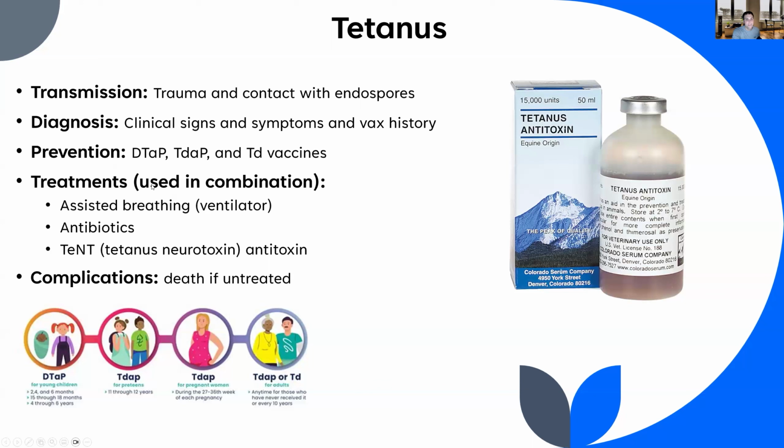All right. Treatments are usually used in combination. So there may be consequences to breathing. As we talked about, it can begin to paralyze the diaphragm, so you might be put on a ventilator. You're going to need antibiotics to kill off the Clostridium tetani. And then there's going to be the tetanus neurotoxin antitoxin that's going to be delivered. So these are antibodies against the tetanus toxin, which is going to hopefully soak all that up in the body and allow it to be removed so that you don't die.